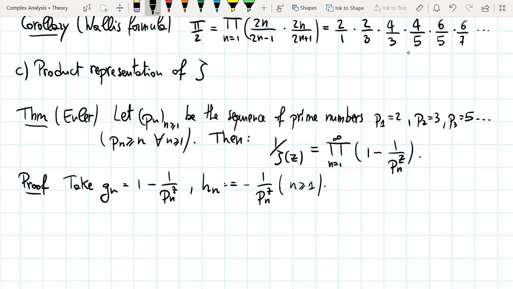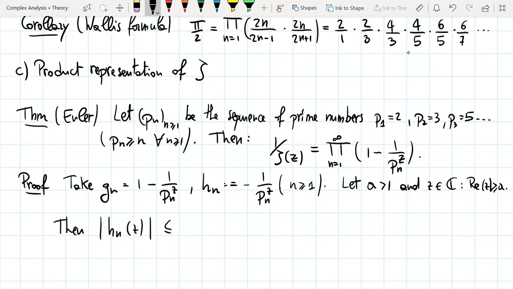So now we want to show the convergence. We will show the convergence for every a bigger than 1 and z in C such that the real part of z is bigger or equal than a. So if you recall where the function zeta was converging uniformly, this is exactly this condition that also was appearing there. So under this condition, you can see that hn of z is then less or equal in norm to 1 over pn to the a. Okay, so this inequality, we already basically proved it in the last lecture when we introduced zeta. So I don't say much more about it. And this is at most 1 over n to the a. Now, because we know that pn is bigger or equal than n.